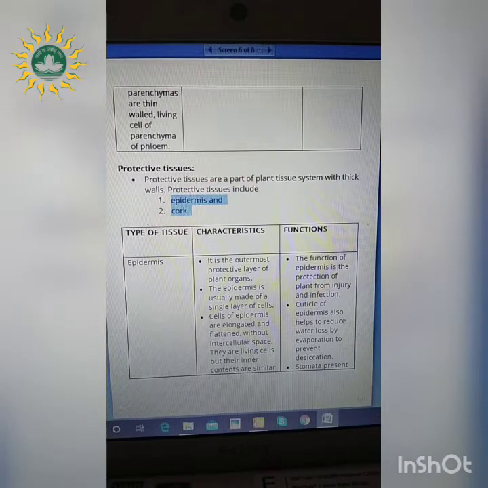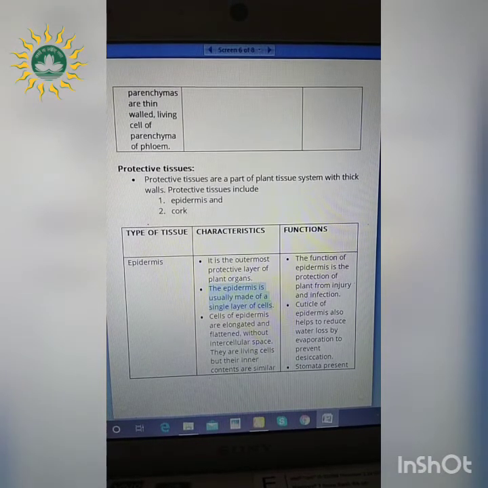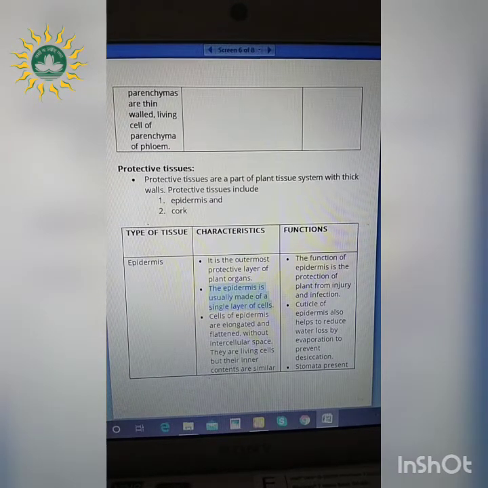So the first type of tissue, epidermis. The characteristics: it is the outermost protective layer of plant organs. The outer layer, the epidermis, usually consists of a single layer of cells. If you have seen the diagram before, the lower epidermis and upper epidermis, there is only one layer present in the upper part and at the lower part. So it is a single layer of cells.